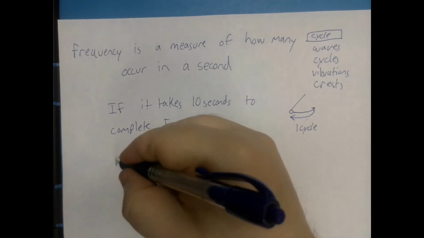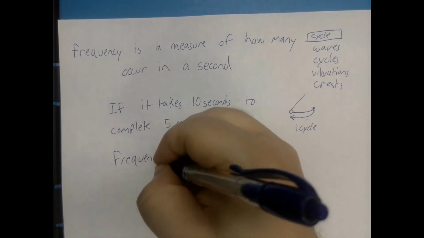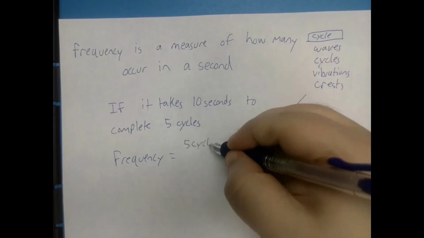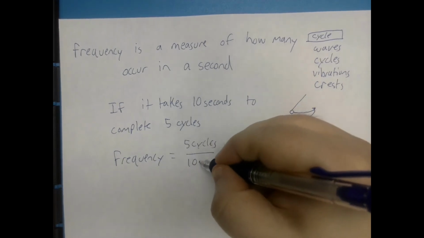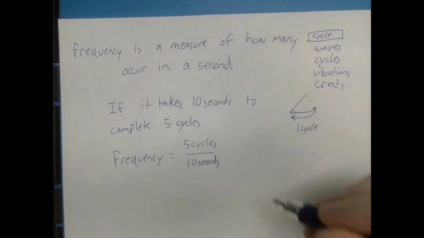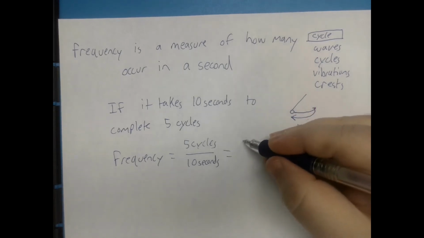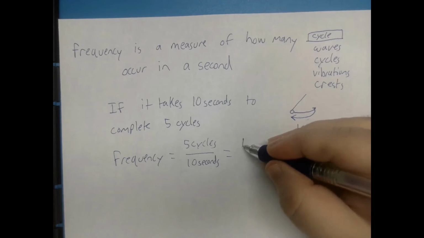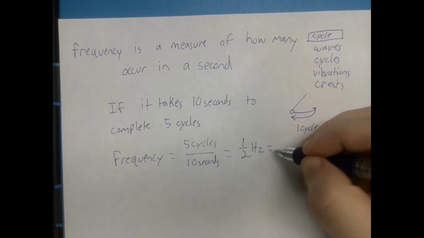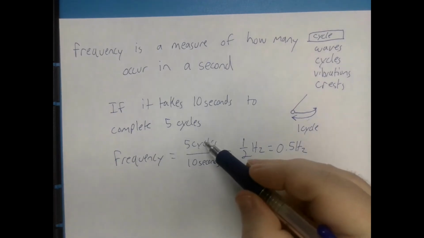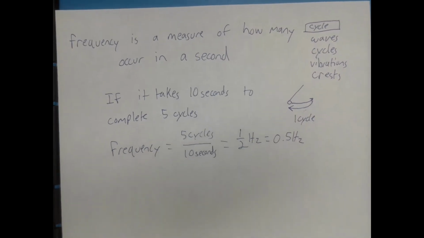The frequency is going to be cycles over seconds. So we put cycles over seconds. So it's equal to 1/2 hertz, or 0.5 hertz. So we take our number of cycles and divide by our number of seconds.